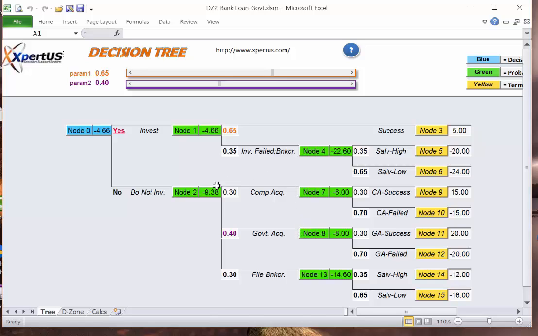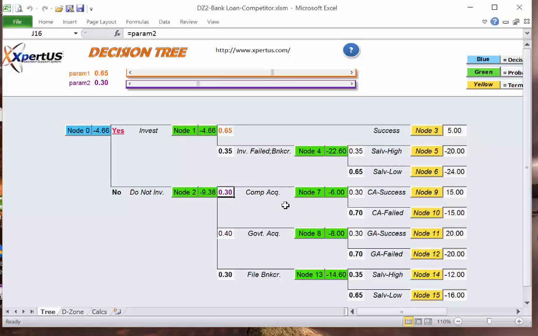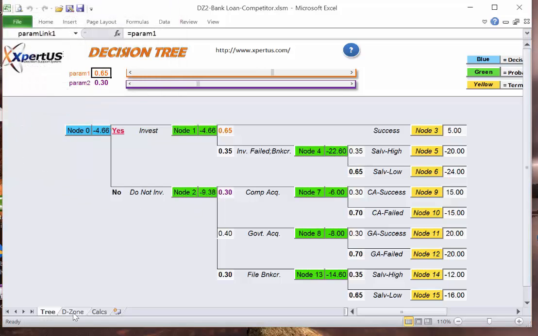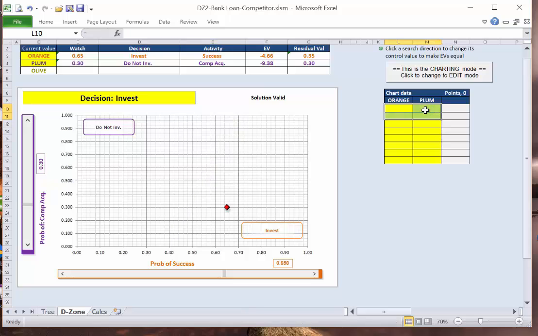Now, we could certainly study the impact of the competitor acquisition as well. Here we are going to tie param 2 to competitor acquisition so that any changes here would impact the decision. We have to redraw this now. And now let's look at the D-zone map. Let's delete this and redraw. And now we have the demarcation line for the probability of a competitor acquiring the cement factory. The probability of success of the investment remains the same, right? So this is the kind of study that helps management really understand the sensitivity of the decision to the original assumptions. That's it for now.